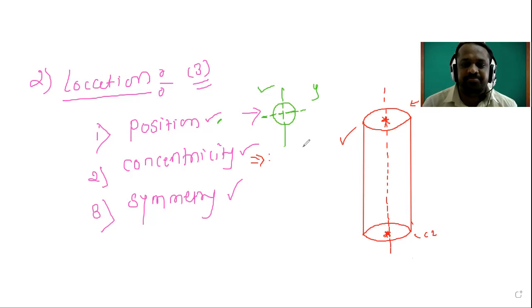Okay, for example, how to show that concentricity? What is the symbol for the concentricity? The symbol for the concentricity is like this. Both the circles we have to draw like this. It is called the concentricity. Okay, so understood?